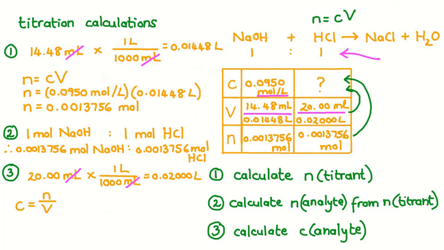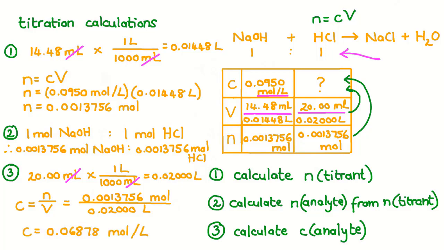Now we can rearrange the key equation to get concentration as the subject of the formula. Concentration is equal to number of moles divided by volume. Now we can substitute in our values for hydrochloric acid, 0.0013756 moles divided by 0.02000 liters. And we get a concentration of acid analyte of 0.06878 moles per liter. If we round that off to 3 significant figures, we get 0.0688 moles per liter, and we can put this value in the table.